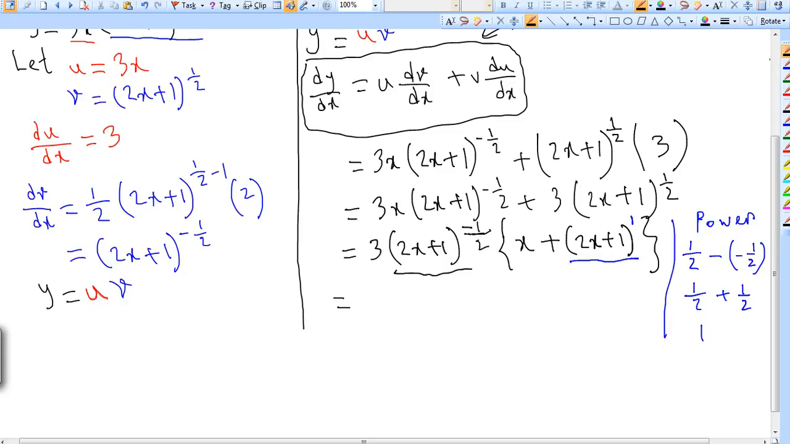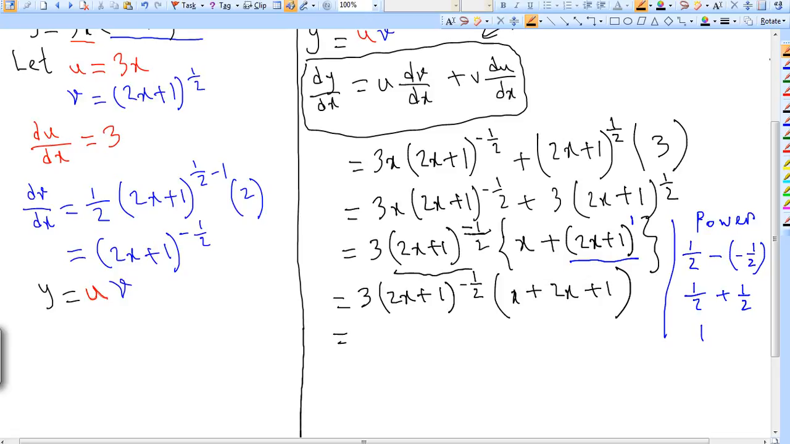The comment section is open for you. Now let us evaluate this whole thing. This will become x plus 2x plus 1, since this is power 1. So here we have (2x plus 1) to the power minus half times (3x plus 1). This is the ultimate answer.